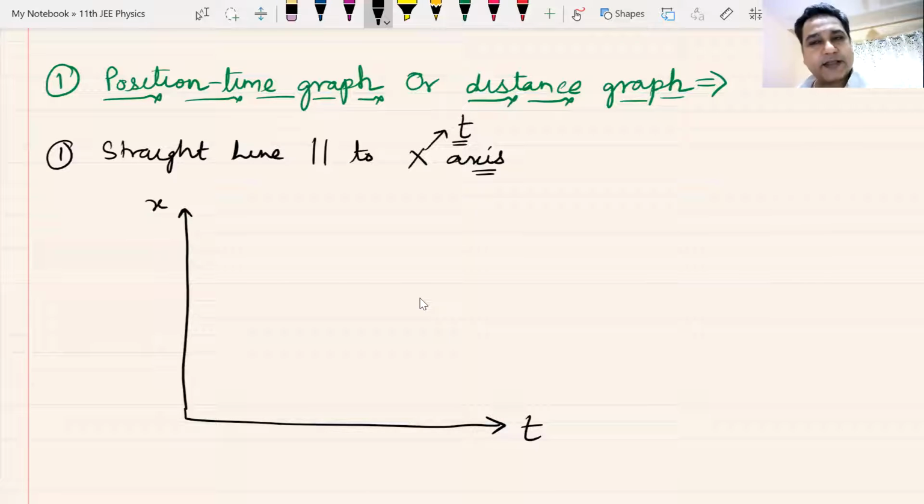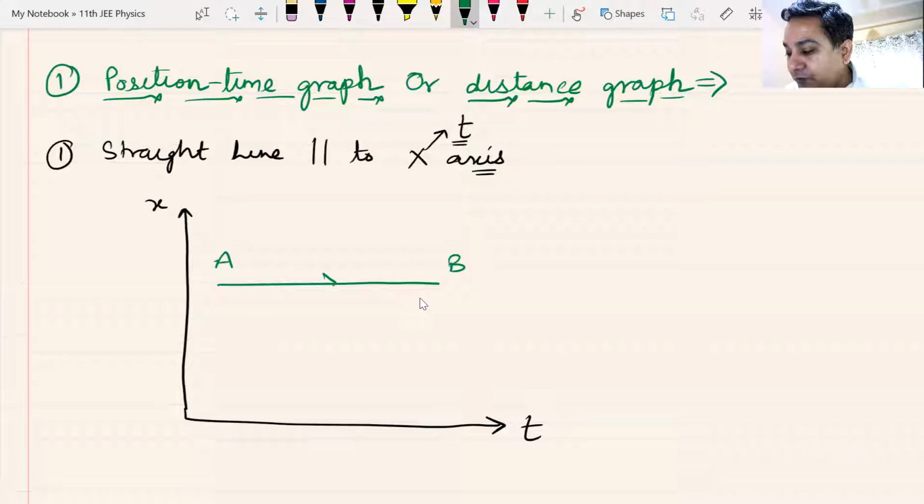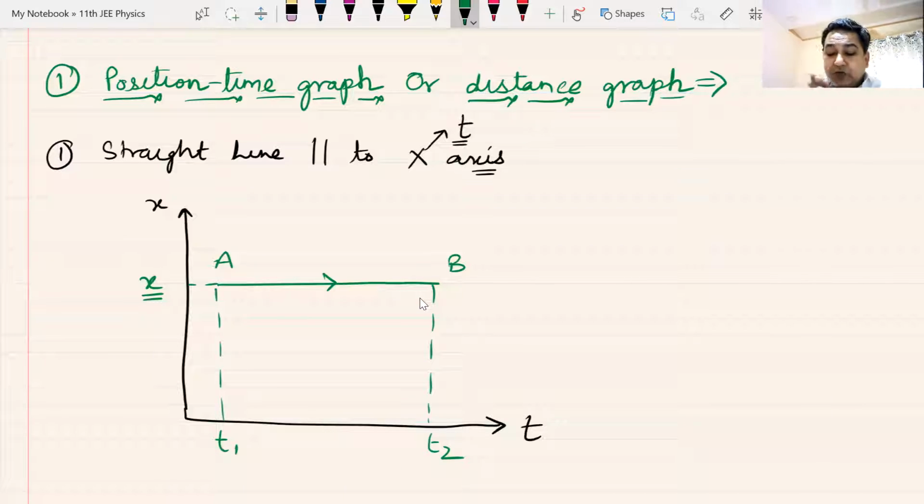We are just plotting the position in terms of an axis. Now, how does the graph look like? It's a graph which is parallel to x-axis. The graph just looks like this. These are the 2 points, A to B. At point A, the time is t1. At point B, the time is t2, but the position remains same and the position is x. Now, what are the things that you can understand or note from this graph? So we'll be discussing all the graphs on similar lines. Let us first try to understand what are the things that we can get from this graph.